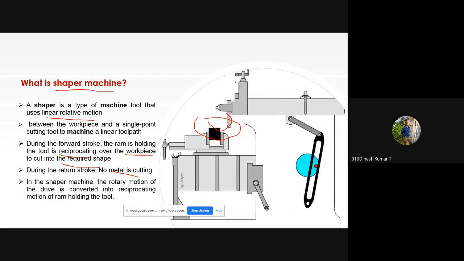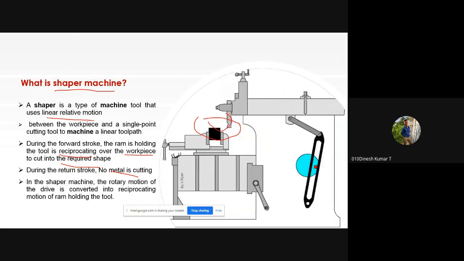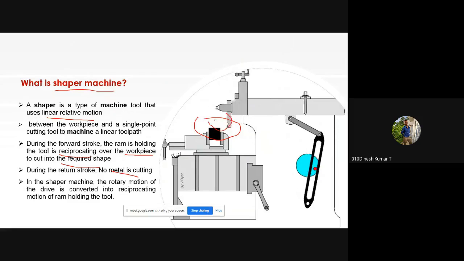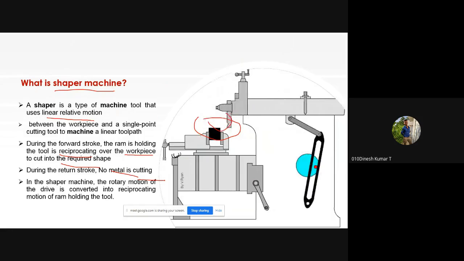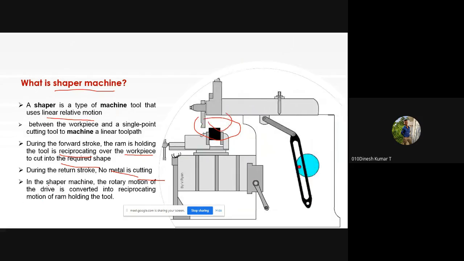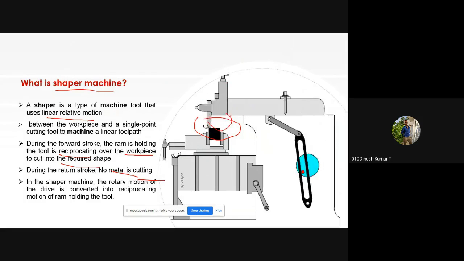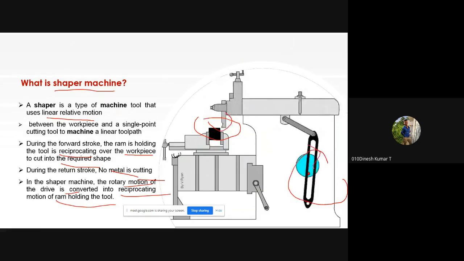This is because there is a clapper box attached to the single point cutting tool, in which during the forward stroke metal is removed. During the return stroke, the clapper box is lifted so that no metal is cut. No cutting operation is performed in the quick return direction, so the production rate can be increased. In the shaper machine, the rotary motion of the drive is converted into reciprocating motion of the ram holding the tool. You can see the rotary motion is converted into reciprocating motion.